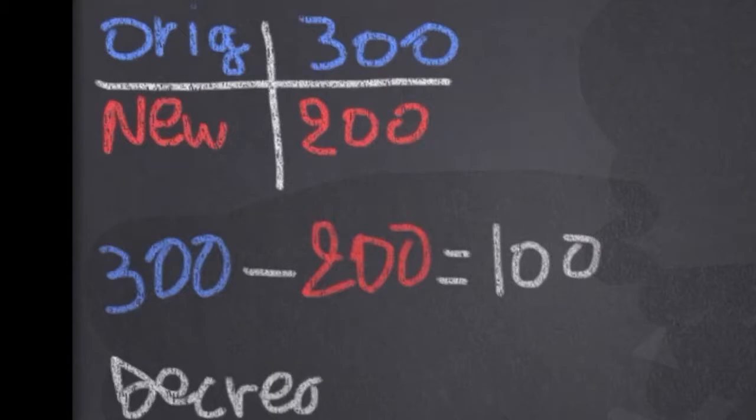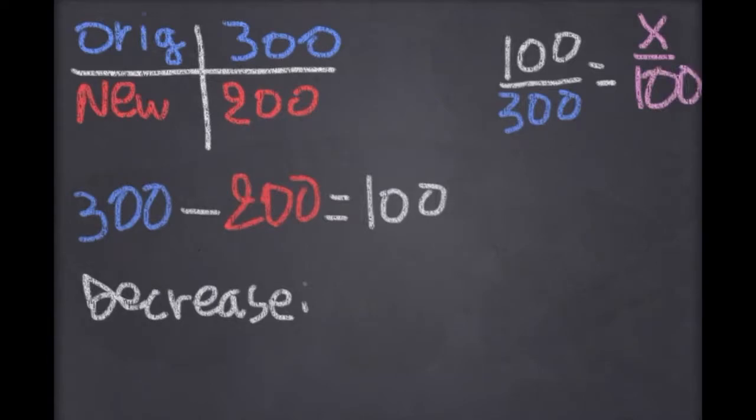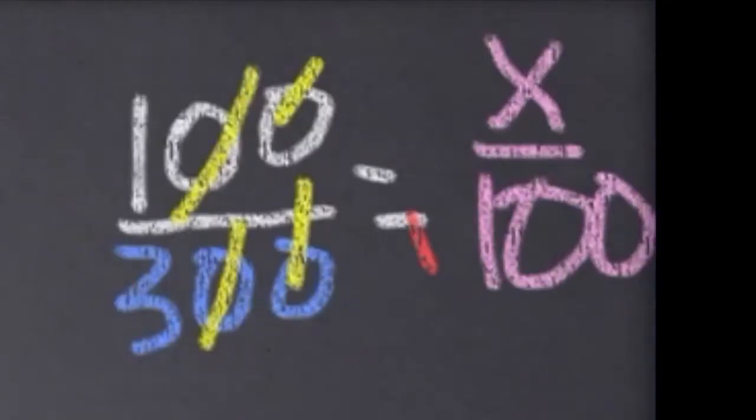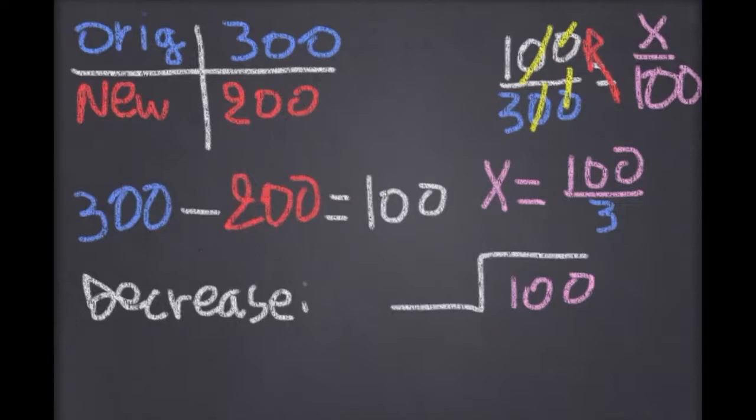Then we set the proportion. We put the difference 100 over the original 300 equals x over 100. Then we solve this proportion as before, simplify, multiply by 100. Then you get x equals 100 over 3. Divide and you get 33.3. So the decrease is 33.3%.